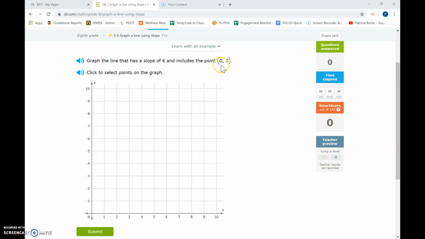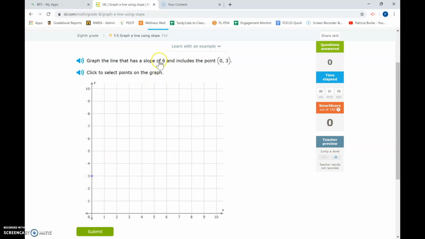First, you're going to find your point, (0, 3). Remember, these are x and y written. So your x is 0 and your y is 3. So (0, 3). Okay, click on that point. Now we have a slope of 6.